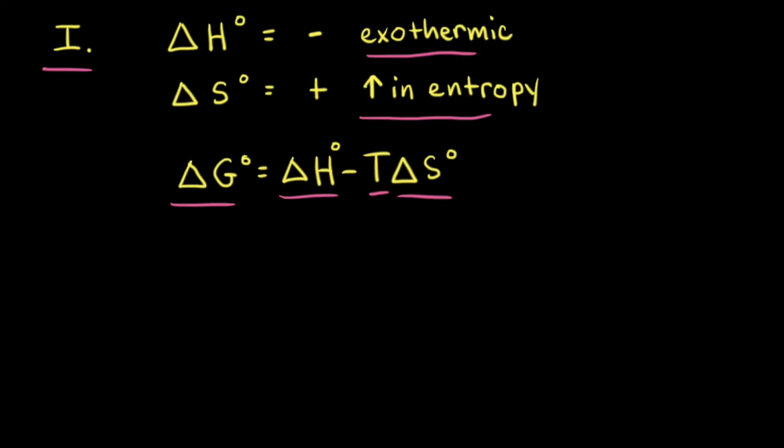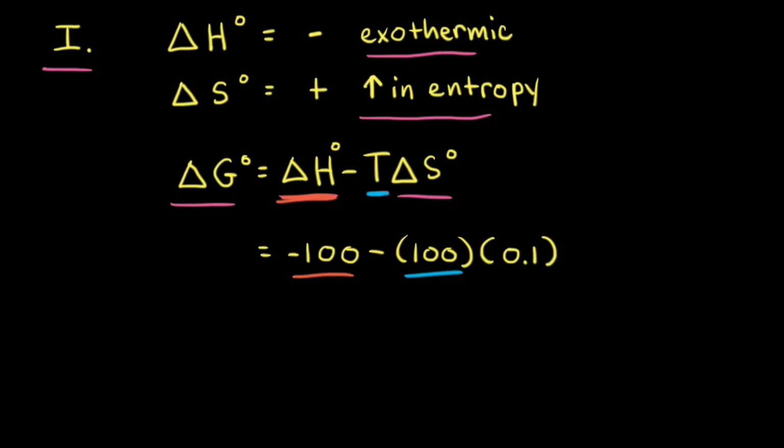And when I plug in some numbers, I'm not really concerned about a particular reaction, I'm not concerned about units, I'm not concerned about significant figures. I'm just interested in looking at the numbers and seeing how the math affects the sign for delta G naught. So for delta H naught, I'm saying that's negative 100. For T, I'm saying that's 100. And for delta S naught, I'm saying that's positive 0.1. So this would be equal to negative 100 minus 10, which is equal to negative 110. So delta G naught is negative.